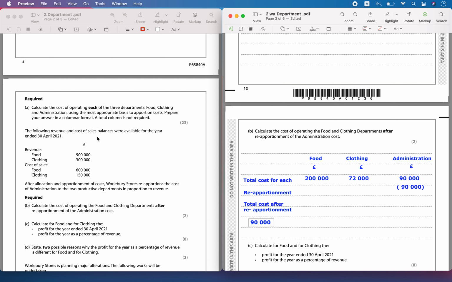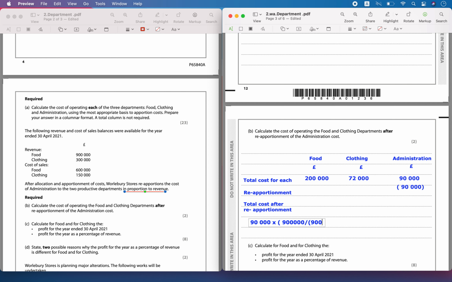They have given here some information. The following were the revenue and the cost of sales balances available for the year ended 30th April 2021. After allocation and apportionment of costs, Worlebury Stores reapportion the cost of administration to the two productive departments in proportion to the revenue. So let's apportion 90,000 in the ratio of this revenue, 900,000.